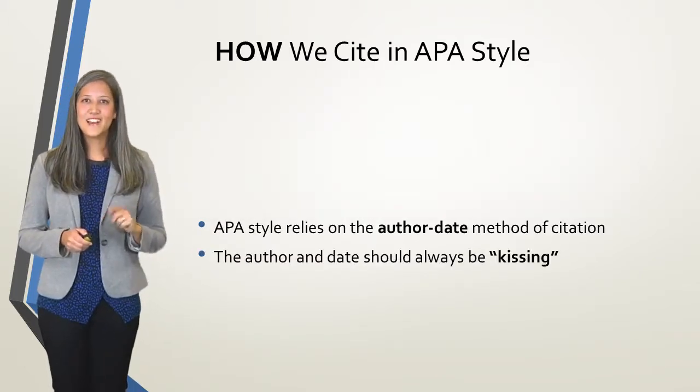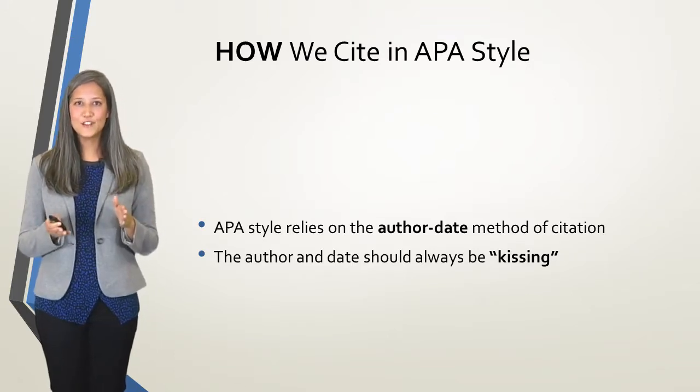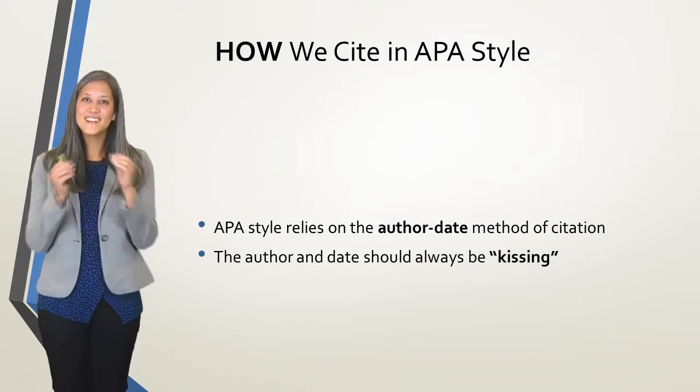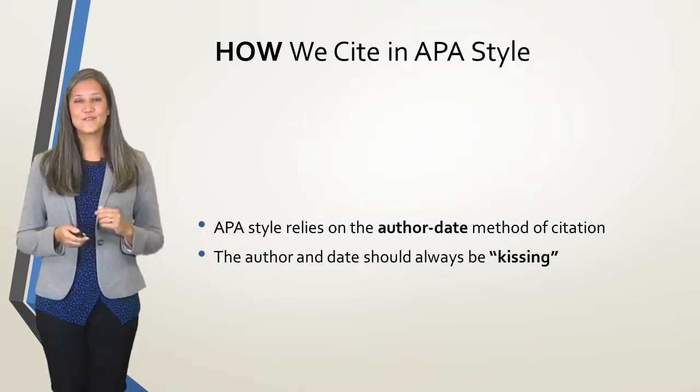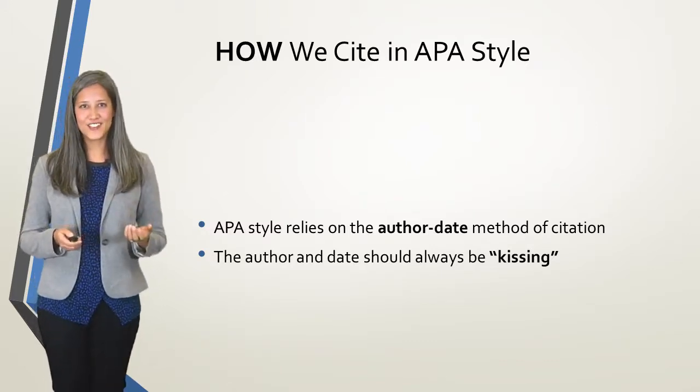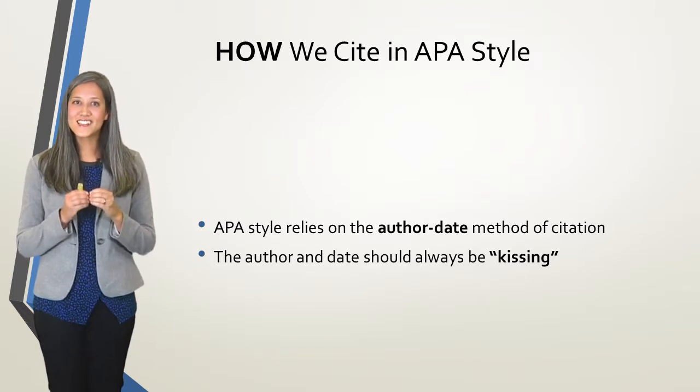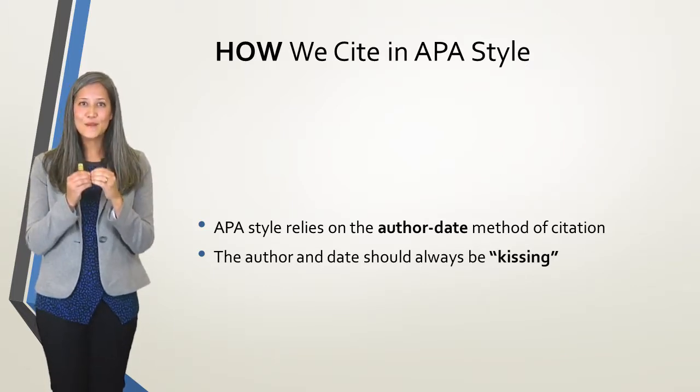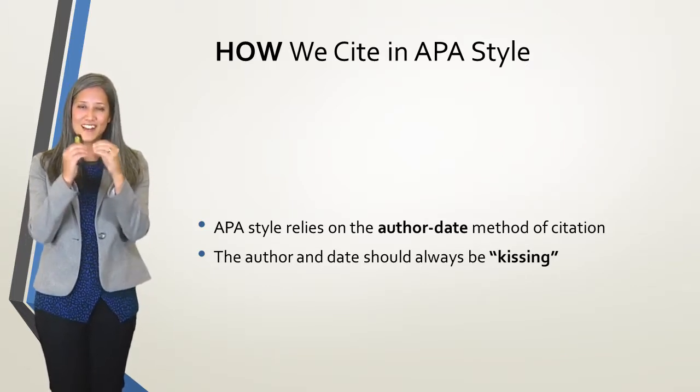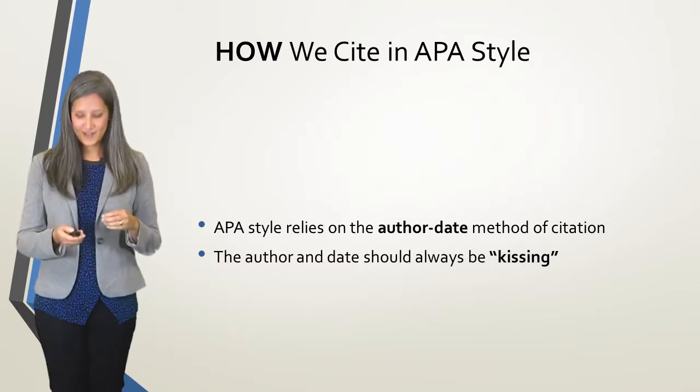Second rule. In using the author date method, the author's name and year of publication should always be kissing. I give credit to Wendy Mages from Harvard University for this tip. What kissing means is that the author's last names and year of publication should always be placed right next to each other.